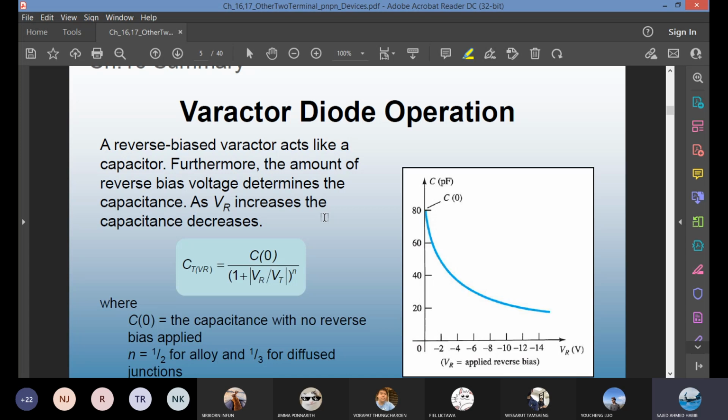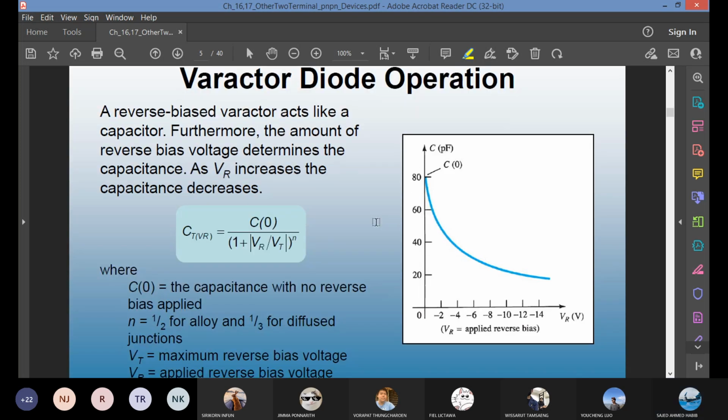When reverse bias potential increases, what is going to happen to the depletion region? You go from -2, -4, -6 volts. The more reverse bias you apply to a diode, the wider the depletion region becomes. However, when you increase the negative voltage, which means the depletion region increases, the capacitance actually will decrease. According to this graph, apply a higher negative voltage, see what happens. The capacitance is decreasing exponentially.